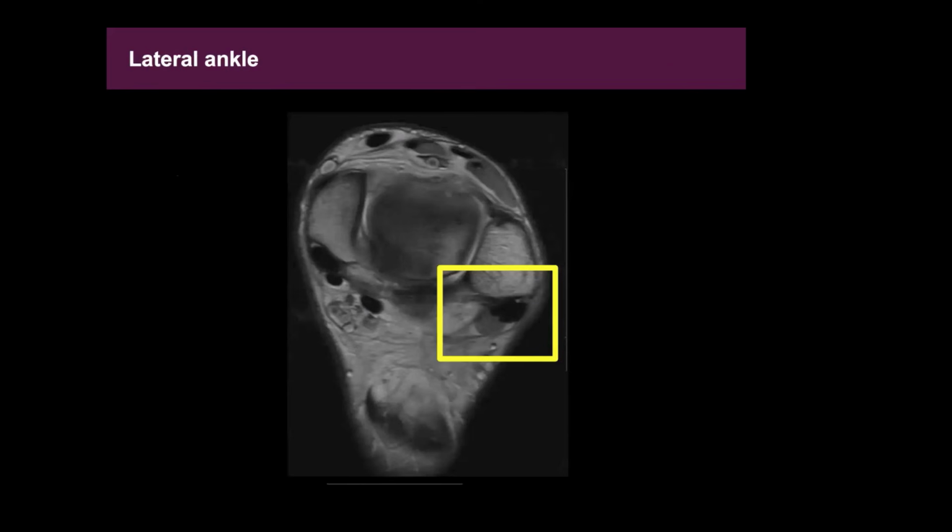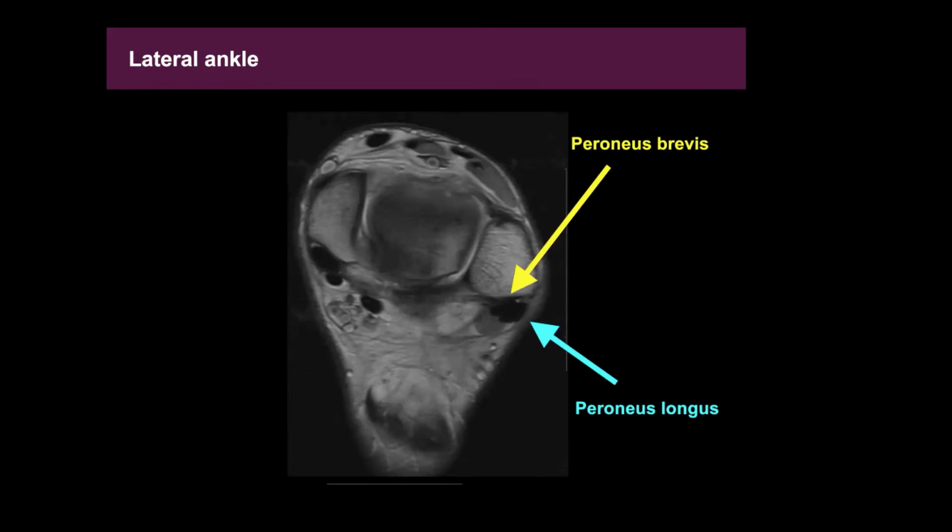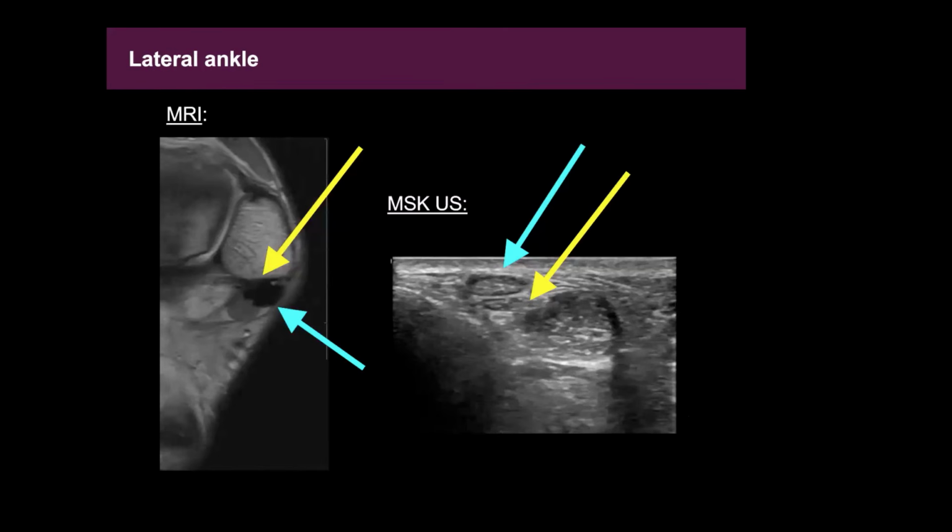I just want to talk a little bit about the lateral ankle in particular. So you have the peroneus brevis tendon that's deep to the peroneus longus tendon. And if you were to put the ultrasound probe on the patient's lateral ankle, this is what it would look like. You could see that peroneus longus tendon is more superficial, and the peroneus brevis tendon is deeper. That's denoted by that yellow arrow.